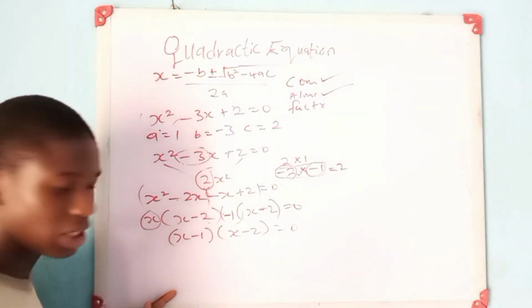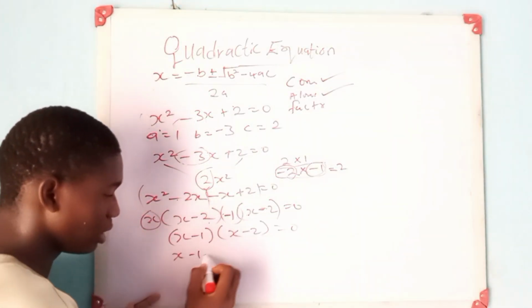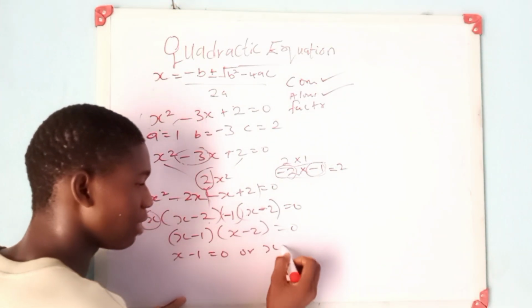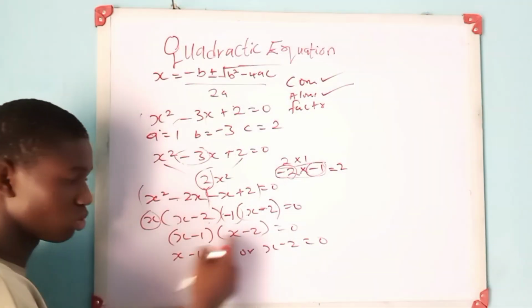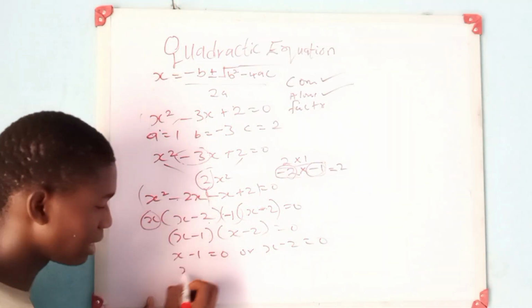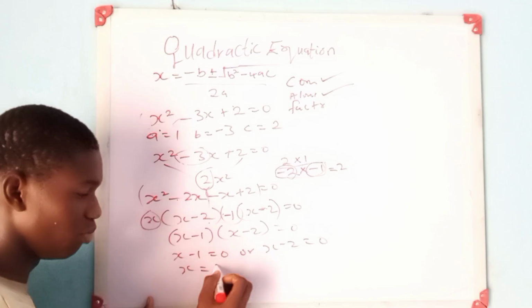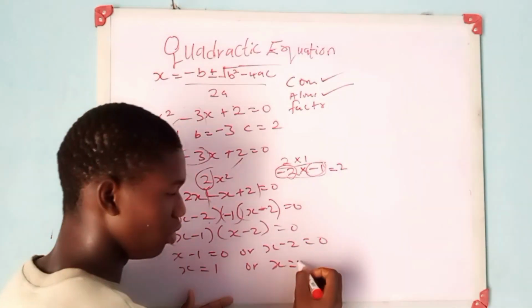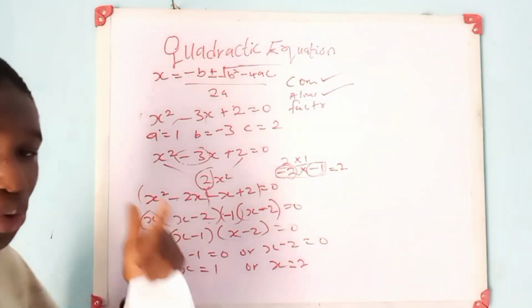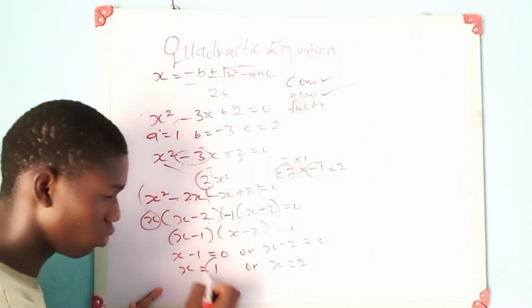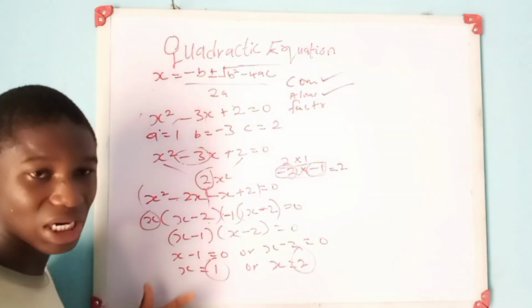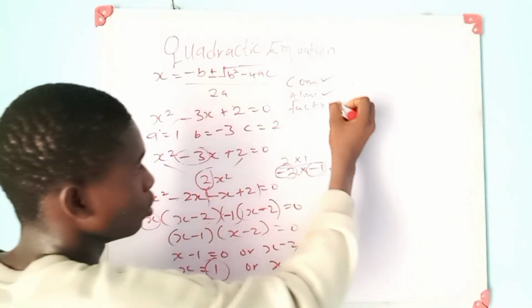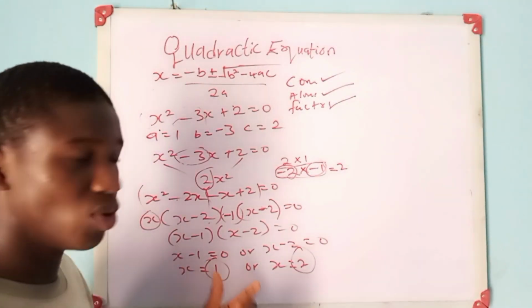Is equal to what? 0. So now the next thing you're going to say is that x minus 1 is equal to 0, or x minus 2 is equal to what? 0. So you're going to separate the two of them. So my x is now going to be equal to what? This coming here will be what? A positive 1. Or my x is going to be equal to what? This coming here will be what? A positive 2. So the root of this equation is what? 1 and what? 2. So that's how to solve using what? The factorization method.